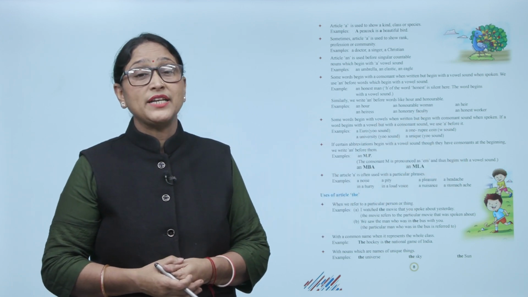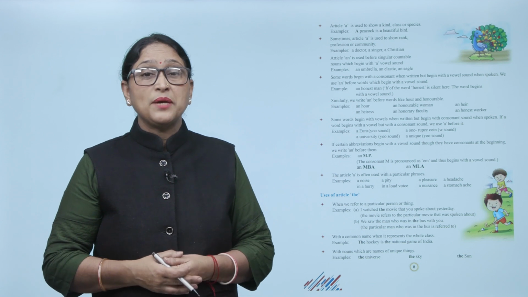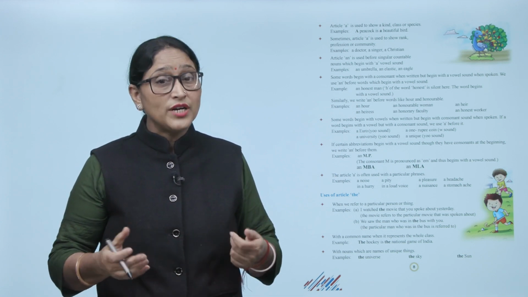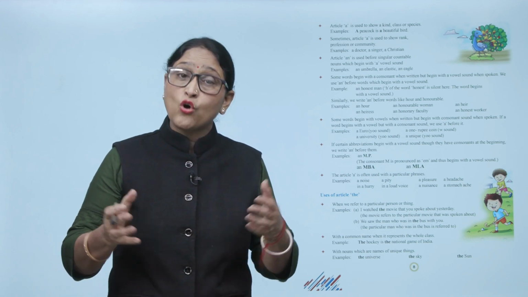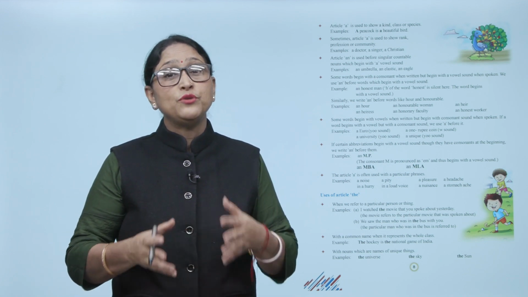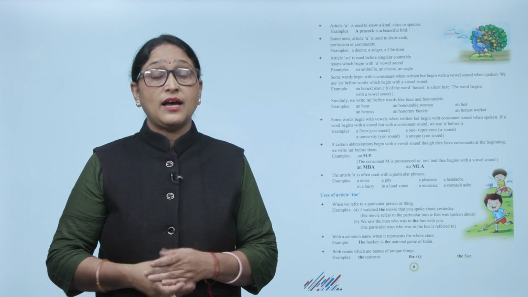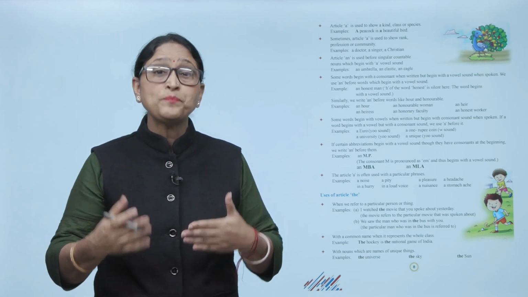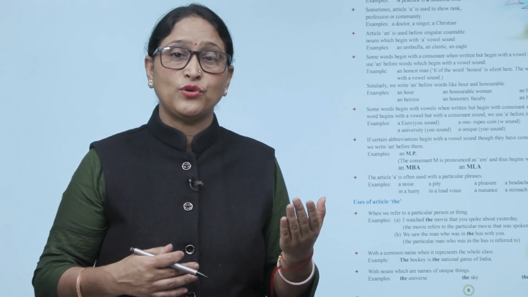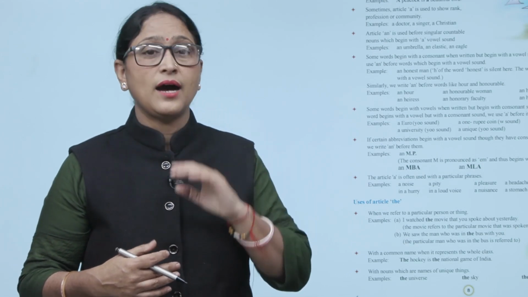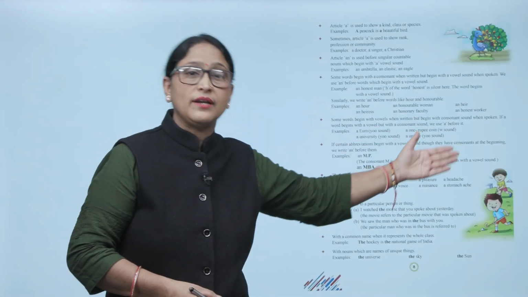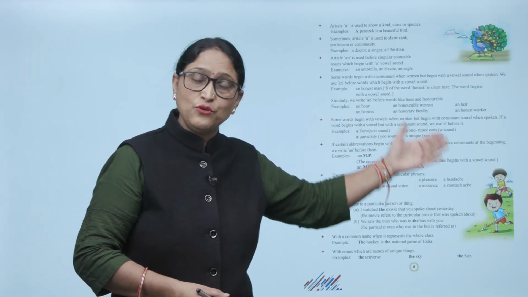Some words begin with vowels when written but begin with a consonant sound when spoken. If a word begins with a vowel but a consonant sound, we use a before it. अगर word vowel से start हो रहा है लेकिन जब बोल रहे हैं तो उसमें consonant sound अगर produce हो रहा है तो हम use करेंगे a का. Example: a euro, a one rupee coin, a university, a unique.